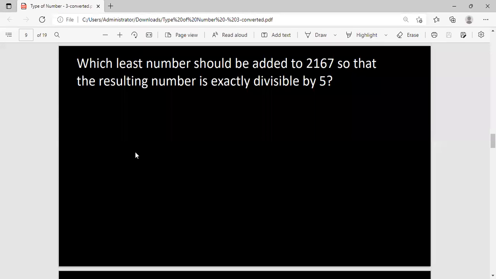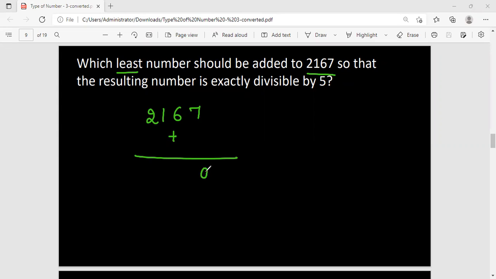Now coming to this: which least number should be added to 2167 so that the resulting number is exactly divisible by 5? So my number is 2167. I want to add something here to make it divisible by 5. So definitely the unit place should be either 0 or 5. To make a 0, 7 plus what will give you 0? Definitely 3. So one of the numbers is 3, right?